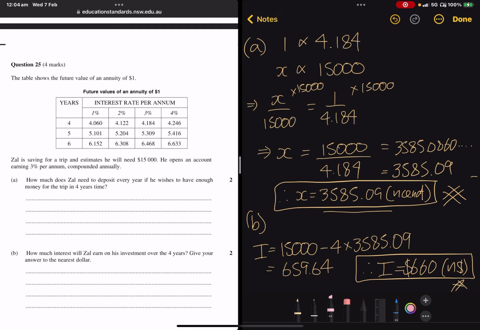In terms of the marking, for the first part, you'll get 1 mark for an attempt to solve this question, trying to set up the problem with ratios, trying to divide by the terms, but not getting the correct answer. For the second mark, you will need to get 3,585.09. For the first mark for part B, you will need to attempt to relate the interest to the payment from part A. And for the second mark, you'll need to have $660 to the nearest dollar. So this is how we answer this question, and this is the approximate marking.